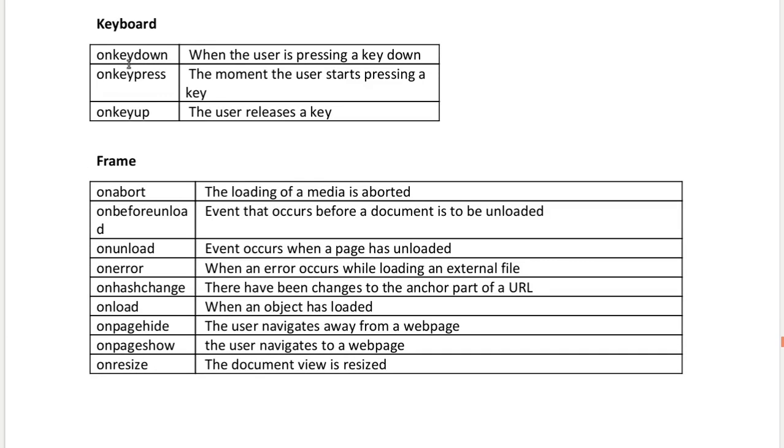Keyboard. On key down: when the user is pressing a key down. On key press: the moment the user starts pressing a key. On key up: the user releases a key. Frame. On abort: the loading of a media is aborted.